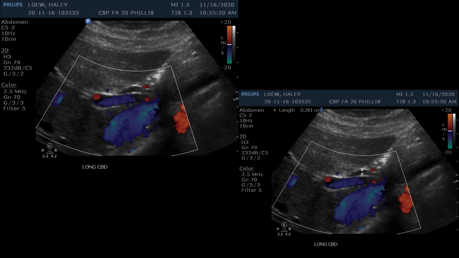The common bile duct is also imaged with color on to prove it is the CBD. Again, no color should be seen inside the duct. The CBD is extrahepatic, meaning outside the liver. I think this image shows the CBD well. We also measure the CBD inner wall to inner wall. The CBD should be less than 6 millimeters.